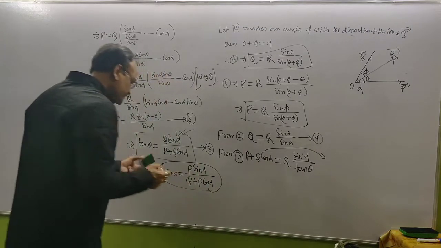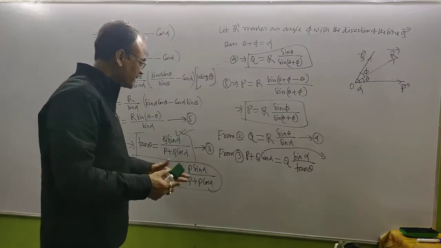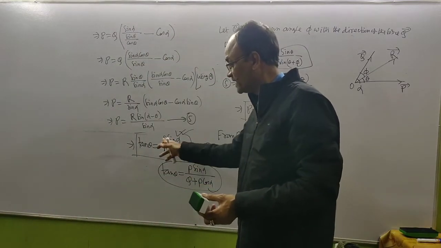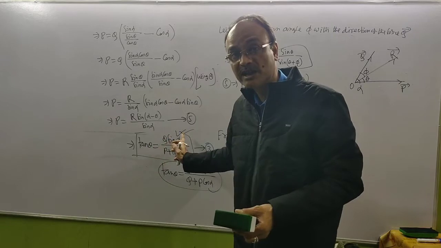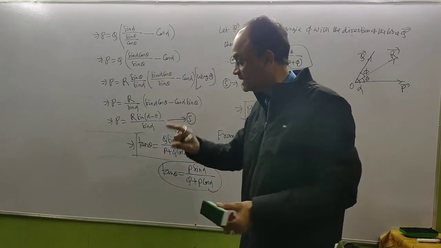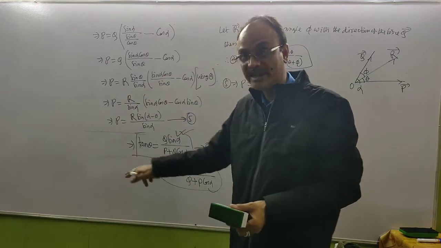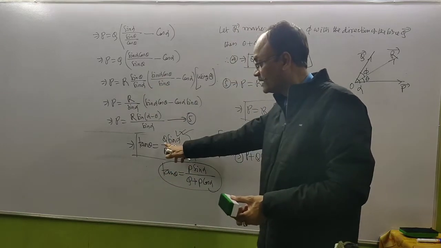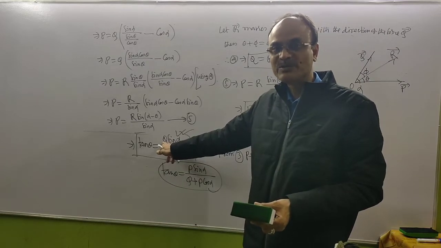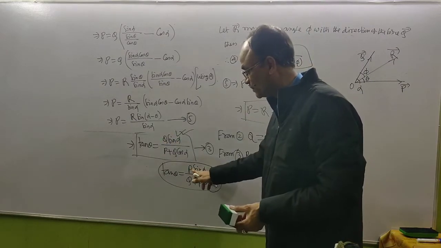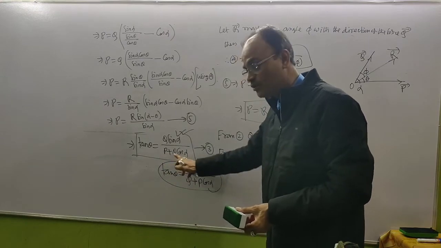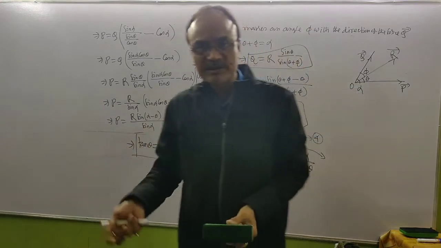If the resultant makes an angle theta with the force P, then tan theta will be equal to Q sin alpha divided by P plus Q cos alpha. If the resultant makes an angle theta with the force Q, then tan theta will be equal to, interchange the positions of P and Q. For Q, you will have to write P. For P, you will have to write Q. That's all.